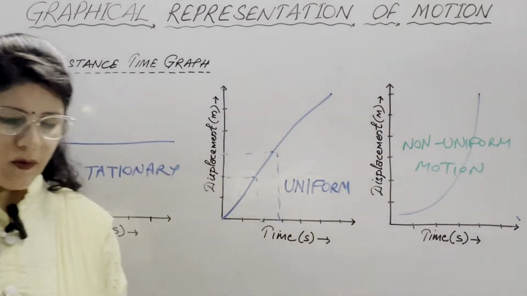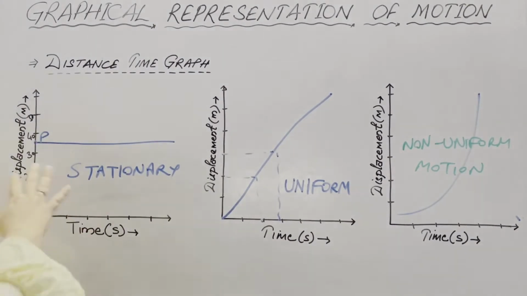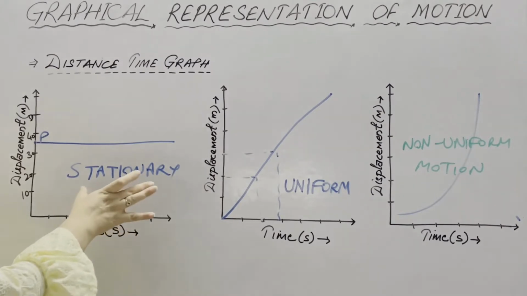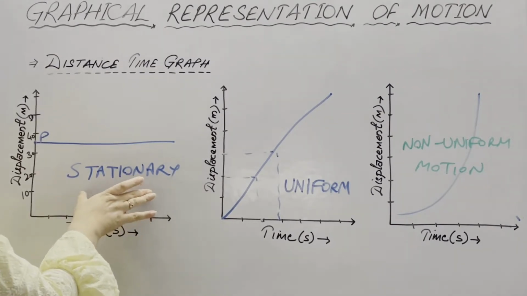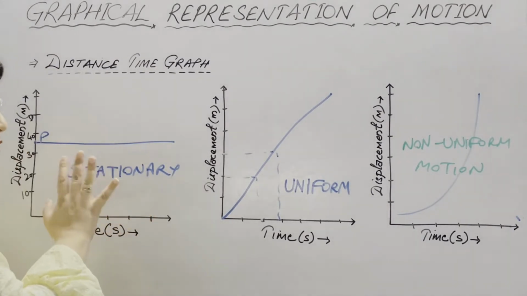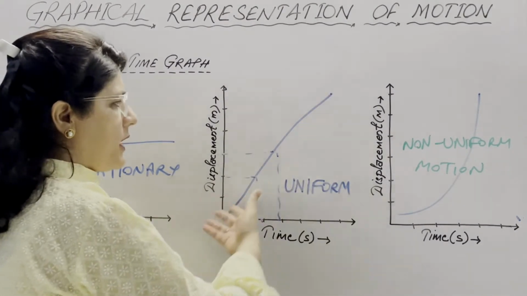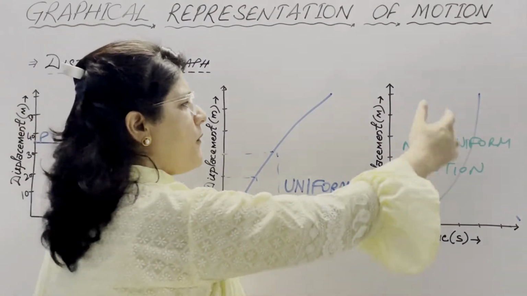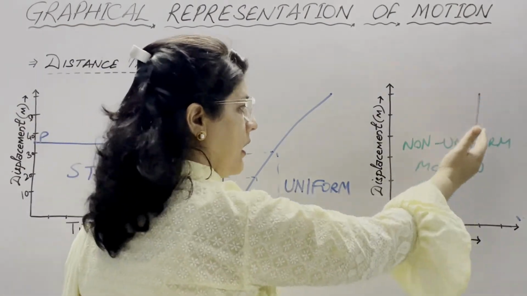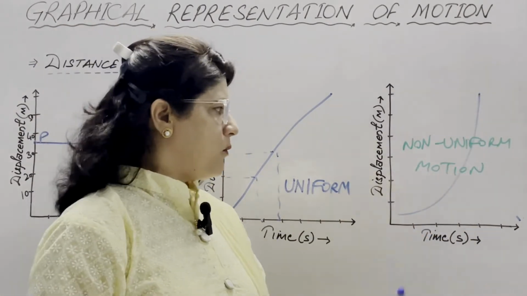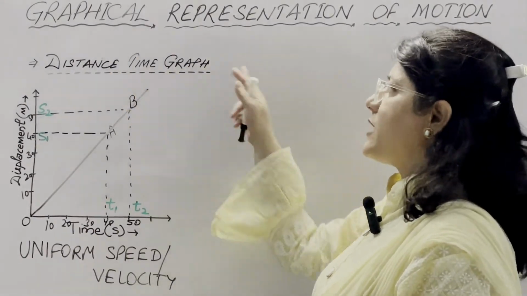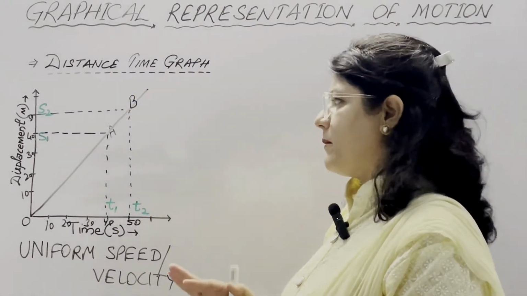So first of all, try to understand that a distance time graph can be of any of these types. If it is a straight line parallel to the x-axis, then this shows a stationary object. It means no motion is there. Uniform motion means equal distance covered in equal interval of time, and non-uniform motion is a curved line. Let us start with the distance time graph, or you may say displacement time graph.